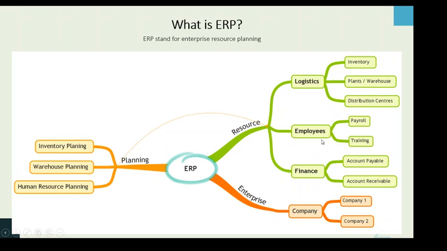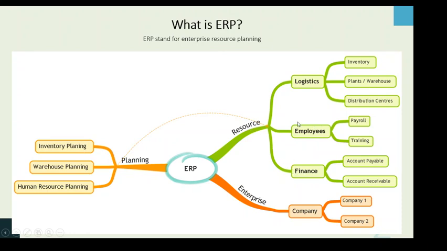Employees are one of the areas in an enterprise. They could have different functions such as payroll, training, HR department. In finance, a company could have a bank account, accounts payable, accounts receivable, different functions from a resource management standpoint. So resource represents any company's assets, employees, and logistics area. That is considered resource, and planning.